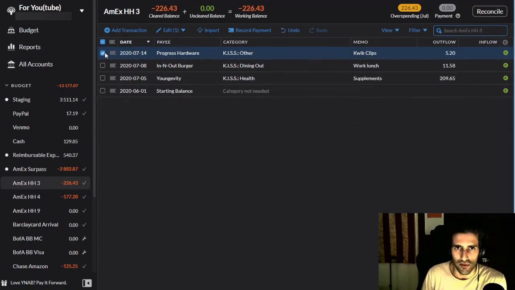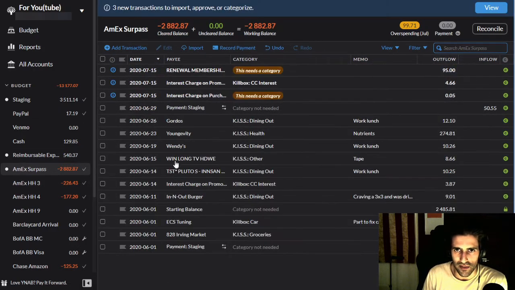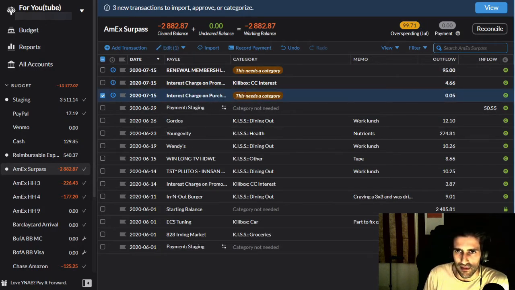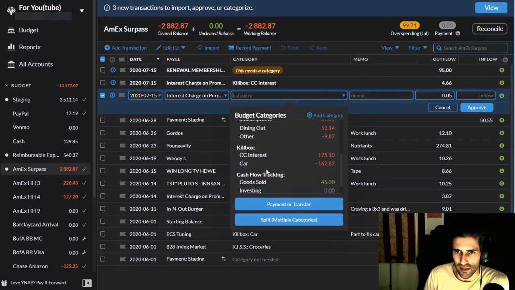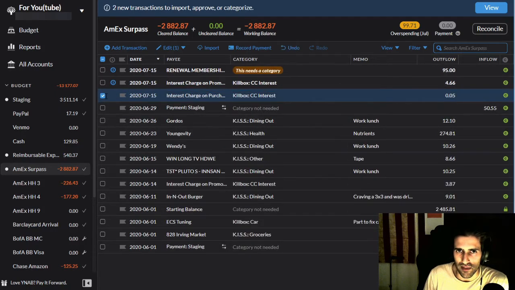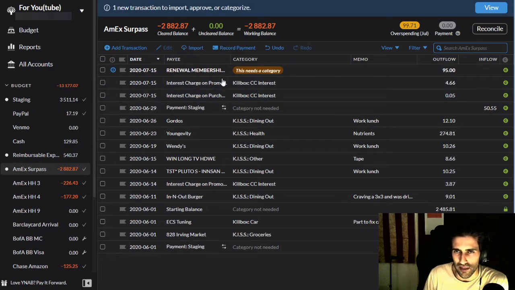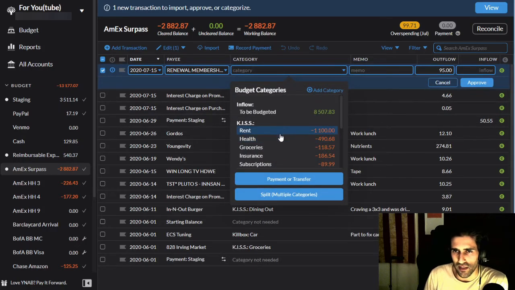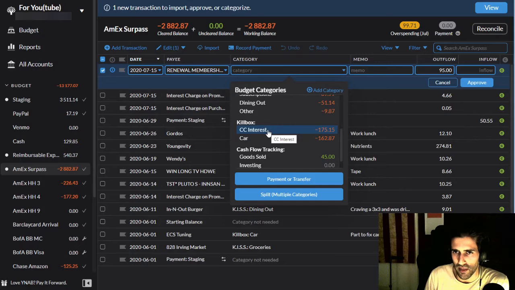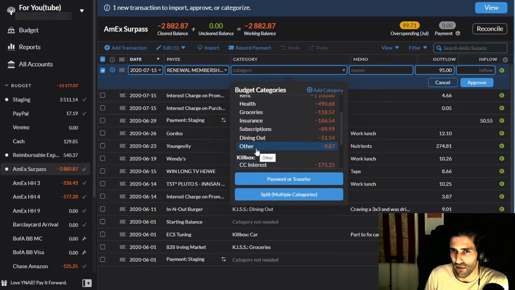All right, cool. And now we go to this one. So interest charge on purchases, 5 cents. Okay, so that goes into the kill box. And this goes into the kill box as well, but it's already in the kill box automatically. Promotional balances and purchases. I wonder why they're different. Okay, renewal membership. This is the membership fee of the card. So, what is this going to be? It's not in the kill box because it's not interest, but it's actually the annual fee of the card.